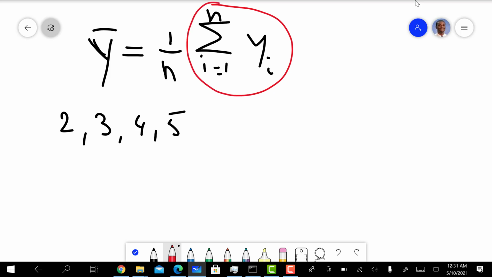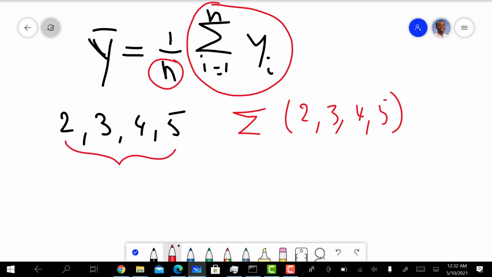What does the summation mean? Summation means that you have to sum 2, 3, 4, and 5. And then you divide by n. n is the number of elements. So you have 4 elements here, so you have to divide by 4. So this is pretty much what this means. When you do your math, you end up having 2 plus 3, 5, 5 plus 4, 9, 9 plus 5, 14. So you end up having 14 over 4. And you can, of course, use your calculator to get the final answer. So this is what the mean is.